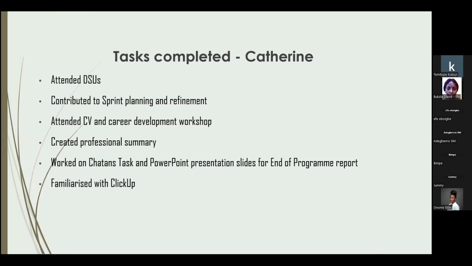We did other things during the sprint. So these are some of the key tasks that each person accomplished during the sprint, from attending the DSUs, just to make sure that we are on board and fully participating in the Scrum team, making sure that we are following up with what's going on in terms of the Long Reach Way project. So we contributed to sprint planning refinements, attended career developments, and also worked on the tasks for our end of demo presentations. Next slide.